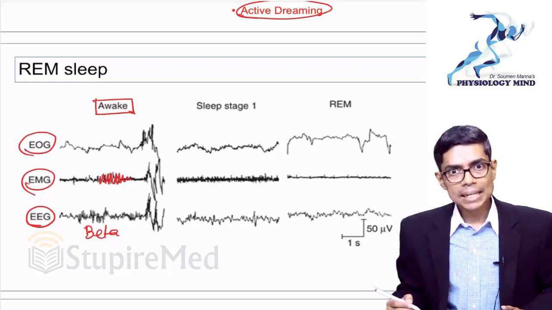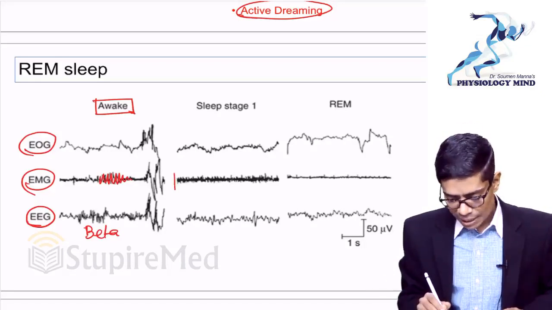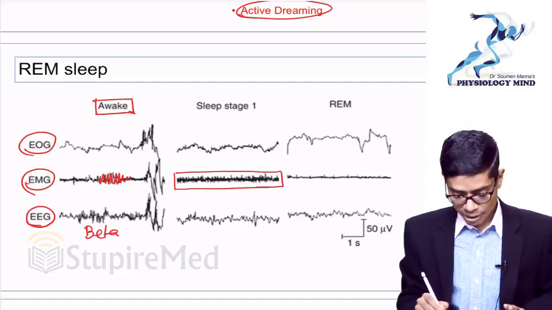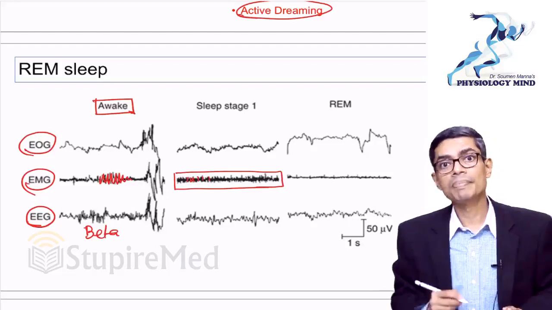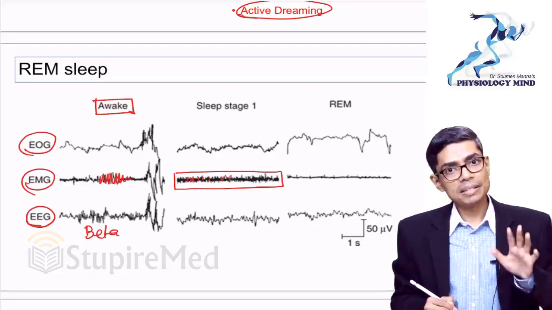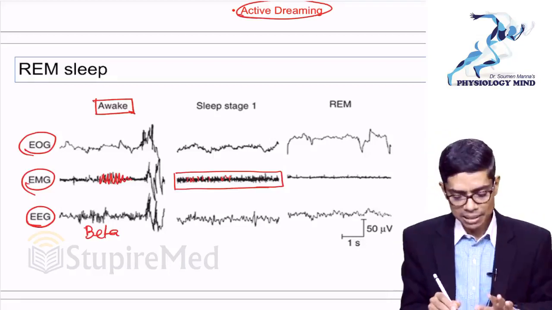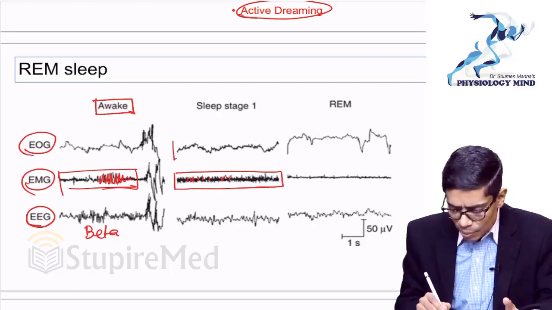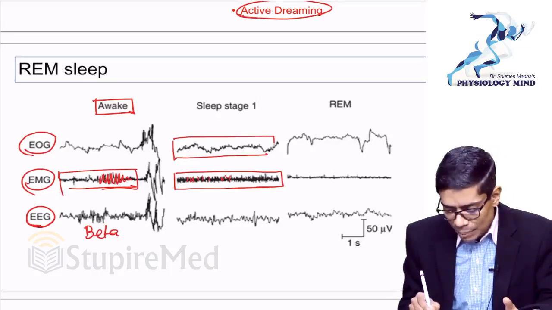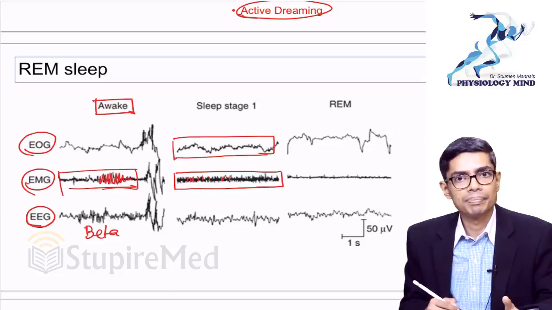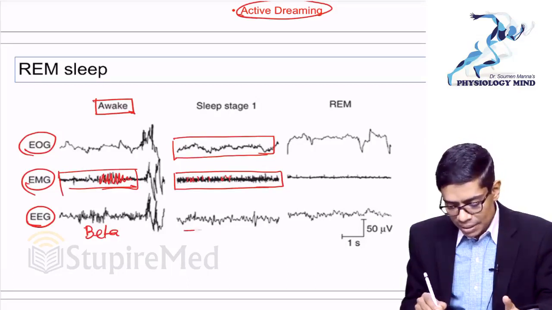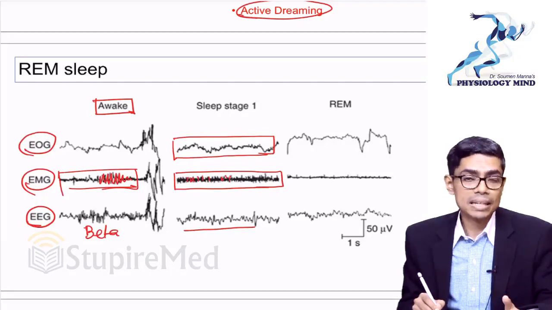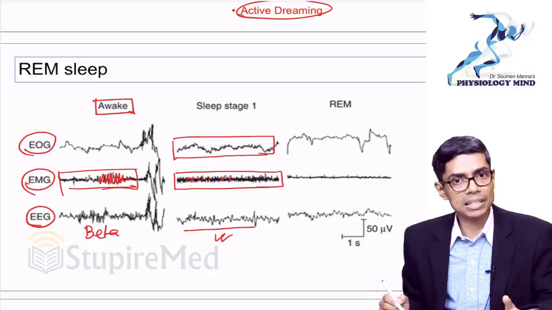Now whenever you are entering stage 1, your EMG activity has decreased, but it is still there. That's why you are getting some kind of noise or activity in this EEG. That means muscle tone is still intact, but it is lesser than the awake person. Second, obviously you are in the sleep stage, so your eye movement decreases. And in the EEG, you are getting alpha to theta conversion.